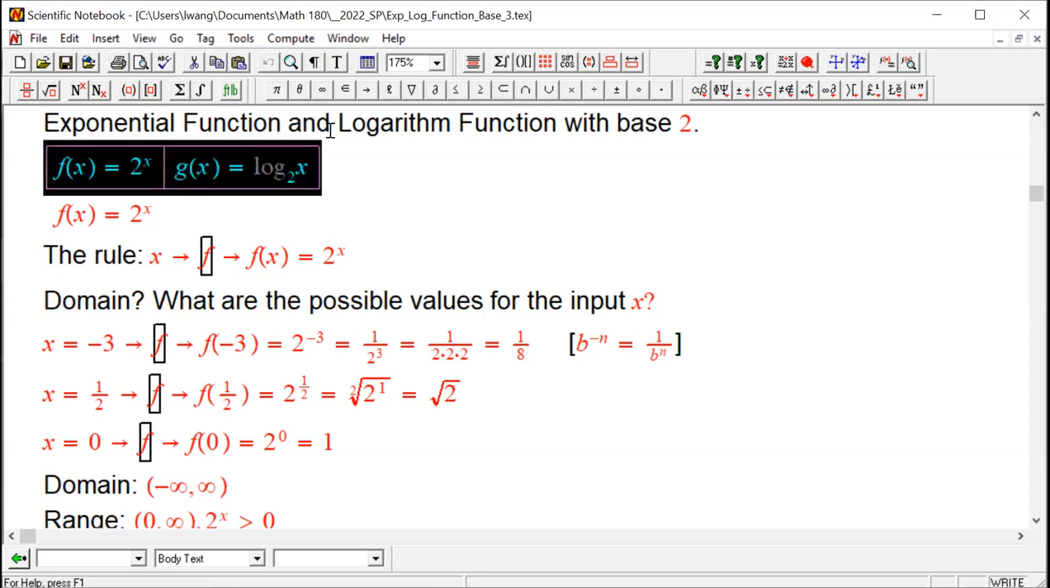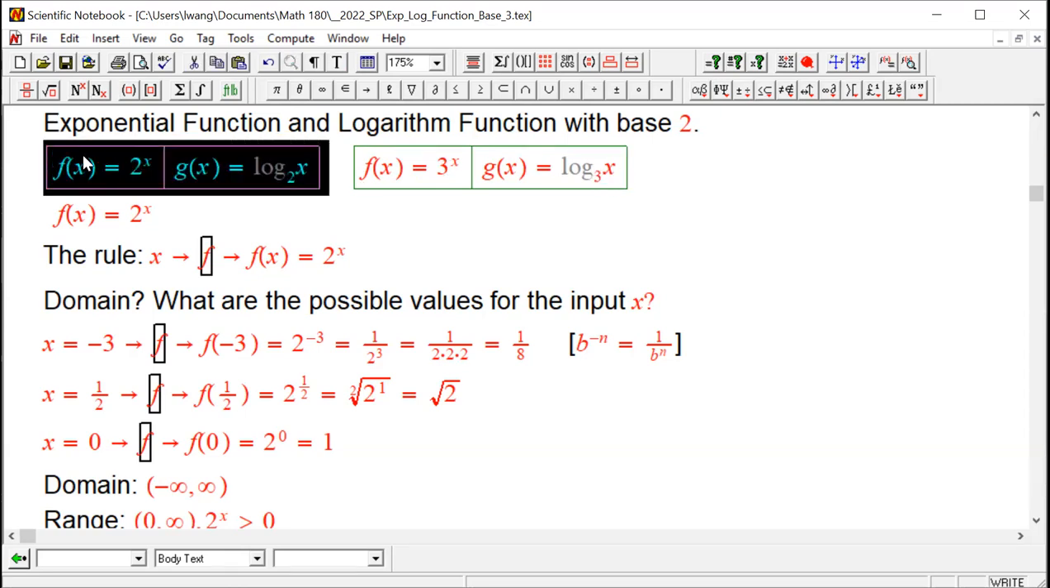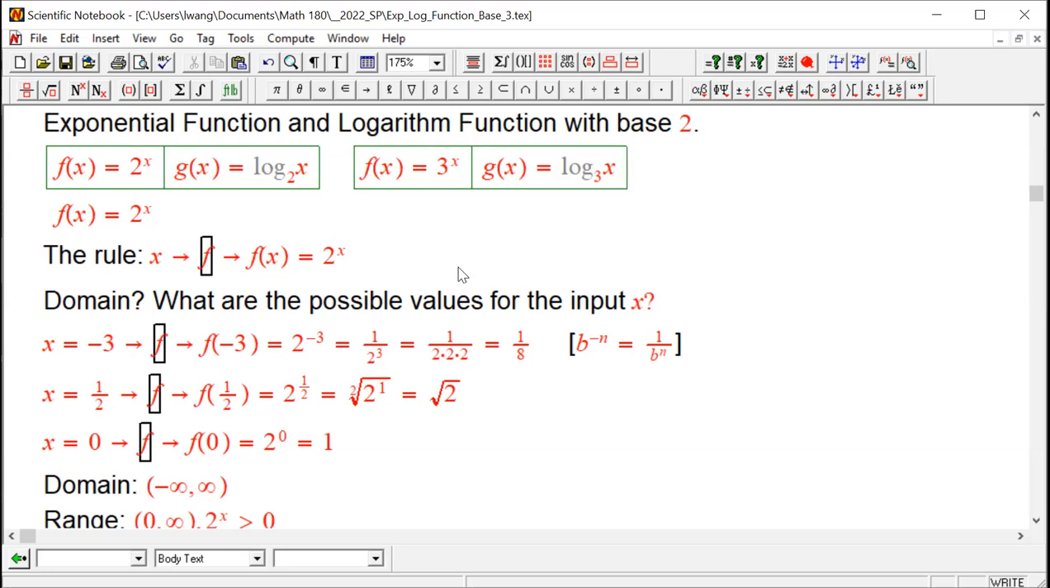So now we know about base two. So now let's change it to base three. New function, new rule. This is one pair, right? One-to-one function to each other, and they're inverse to each other. We have done everything. So for base three, let's see what is new. For 3 to the power x, I can just put this over. 3 to the power x, right?